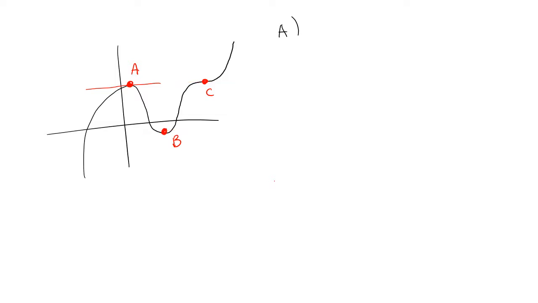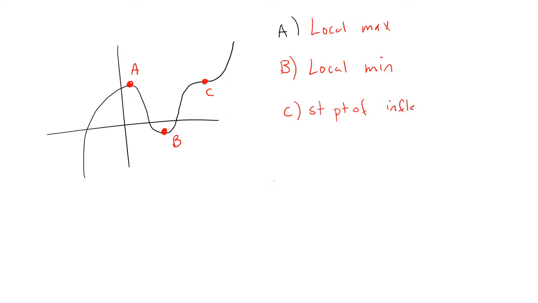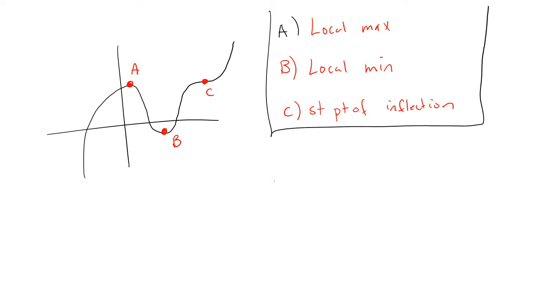Here, the point A is called the local maximum. B is called the local minimum, and C is called the stationary point of inflection. Now these are the 3 types of stationary points we need to be able to know. So let's look at point A first.